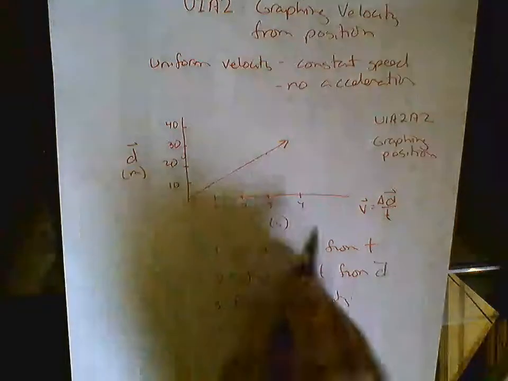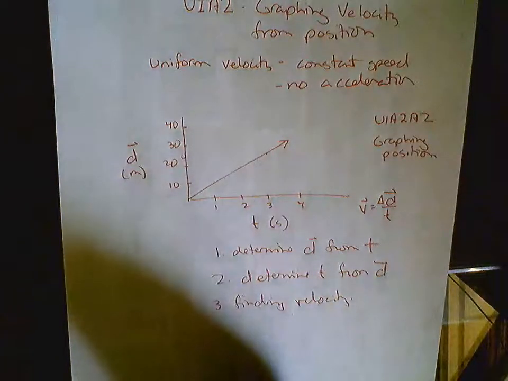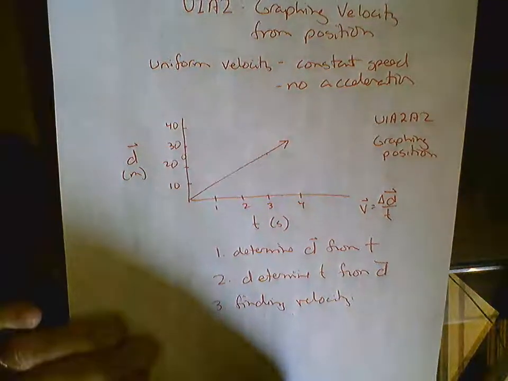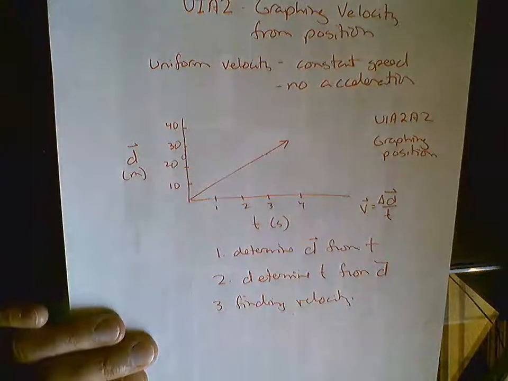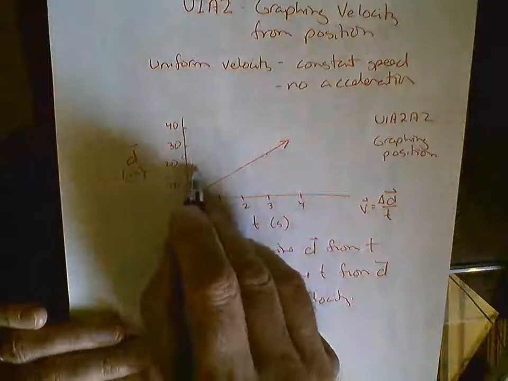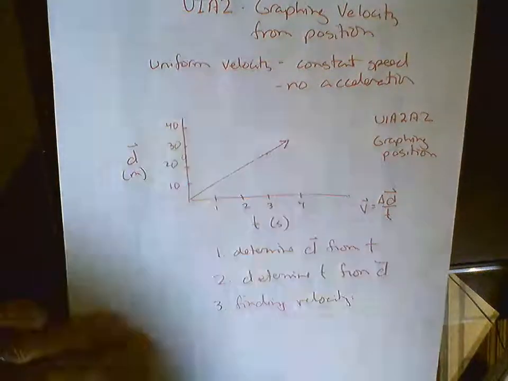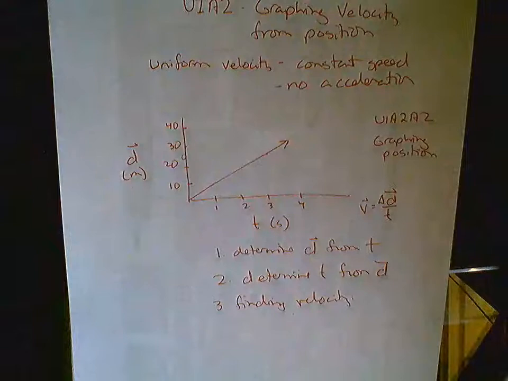Determining time from displacement is the opposite. We would say, how long would it take for a displacement of 20 meters or a position change of 20 meters to occur? So you go from the 20, you'd go down, and that would take 2 seconds.